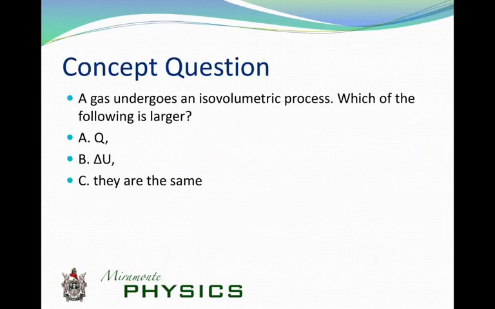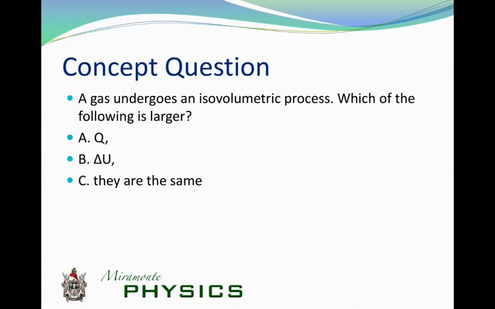And there we go. A gas undergoes an isovolumetric process. Which of the following is going to be larger? Okay, take just a second to think about that. Which one is going to be larger? Q, delta U, or they are the same? Take a guess, all right?